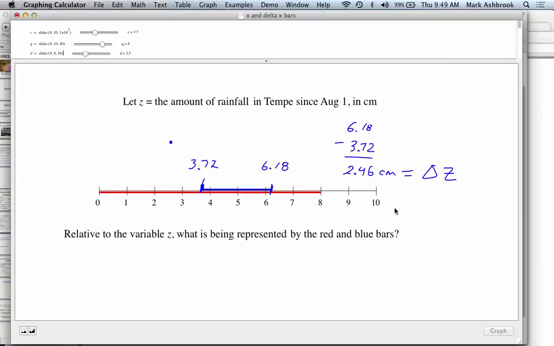And that same change of 2.46, we could look at it from the beginning. So there's that same amount of change, but now starting from 0. There's the same amount of change, 2.46, but starting at 0 centimeters.